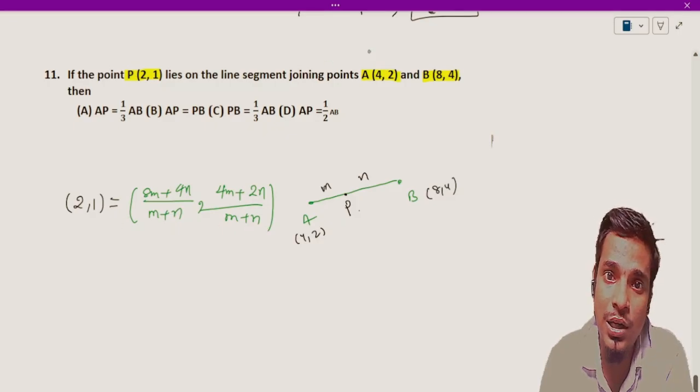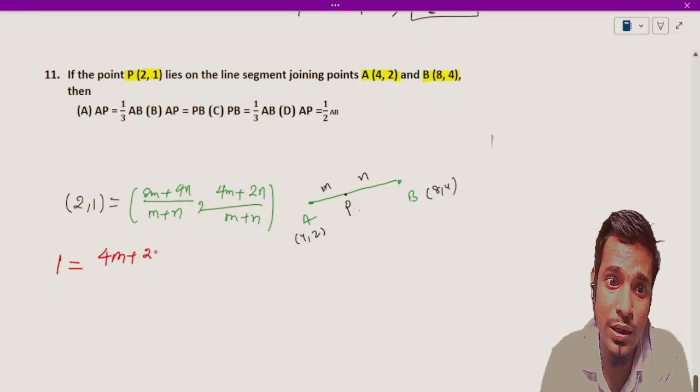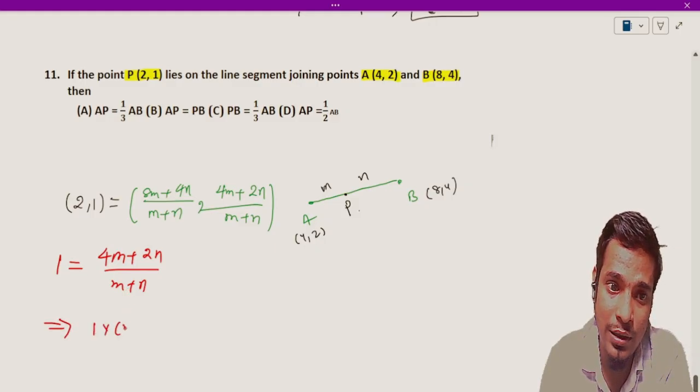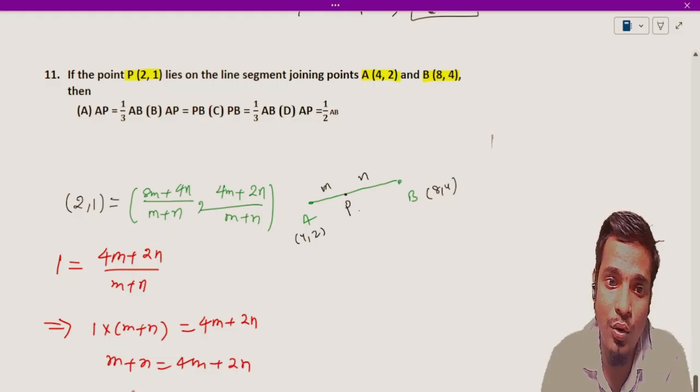Now, as the two coordinates are equal, their x coordinate equals x coordinate and y coordinate equals y coordinate. So over here, y coordinate 1 is equal to 4m plus 2n divided by m plus n. So we need to solve this for the ratio m:n. If we go for cross multiplication, that will give us m plus n times 1 is equal to 4m plus 2n. So upon simplification, we'll get m plus n is equal to 4m plus 2n. So we need to solve this for the ratio m:n.